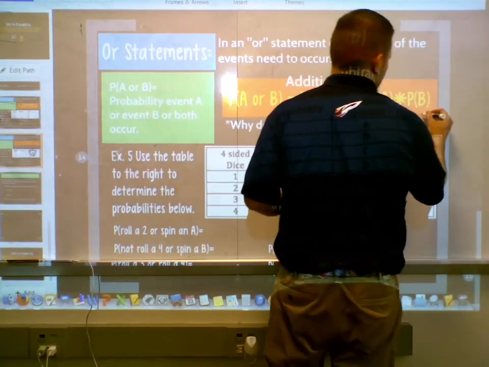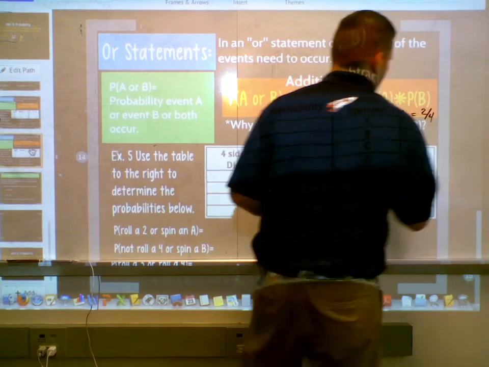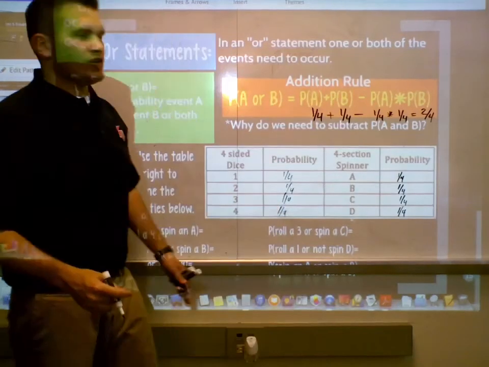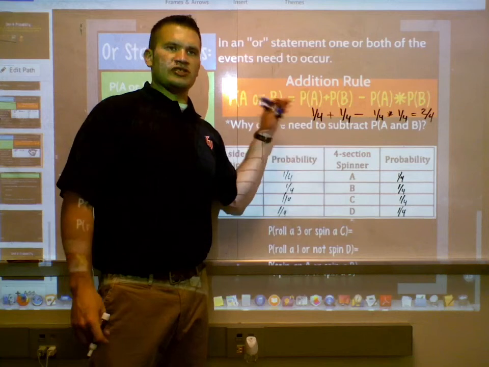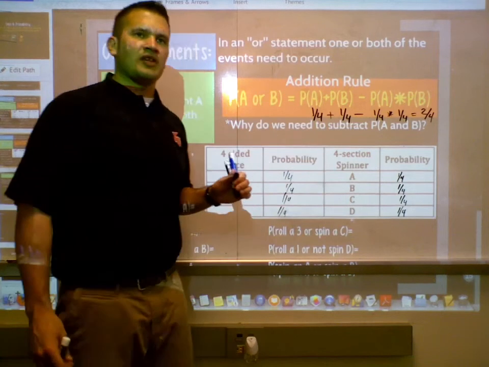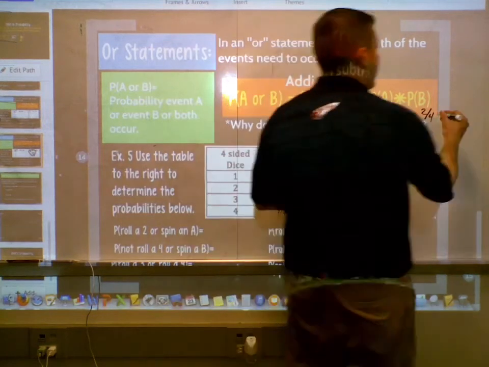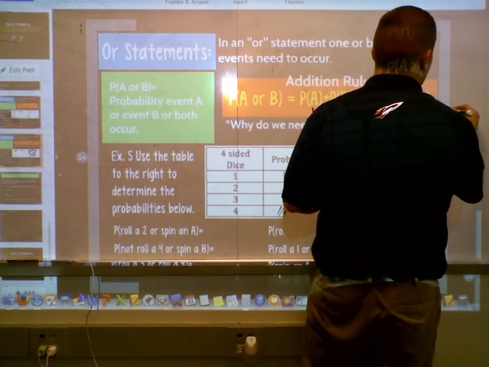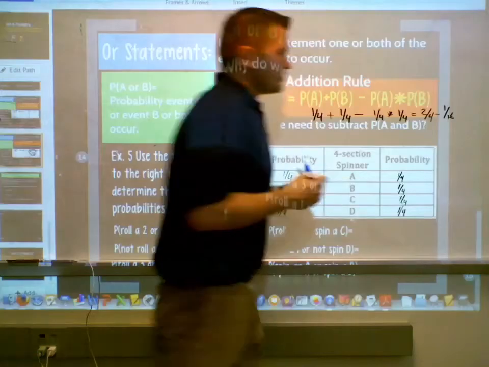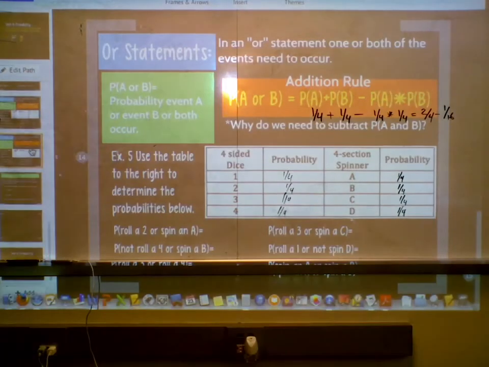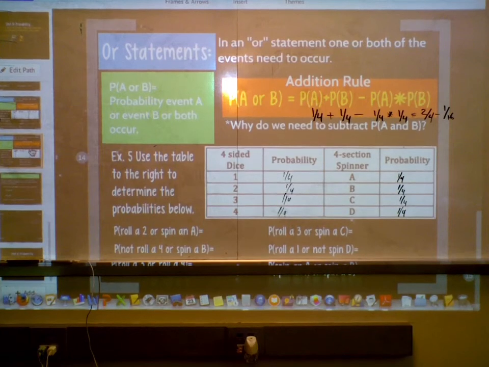2/4, right? Or 1/2. When you add, you don't add the bottoms, just the tops, because the bottoms have to be the same. Okay? When you multiply, you multiply the bottoms. So 1/4 times 1/4 is 1/16. So what's 2/4 minus 1/16? We need to make them have the same denominator, don't we?